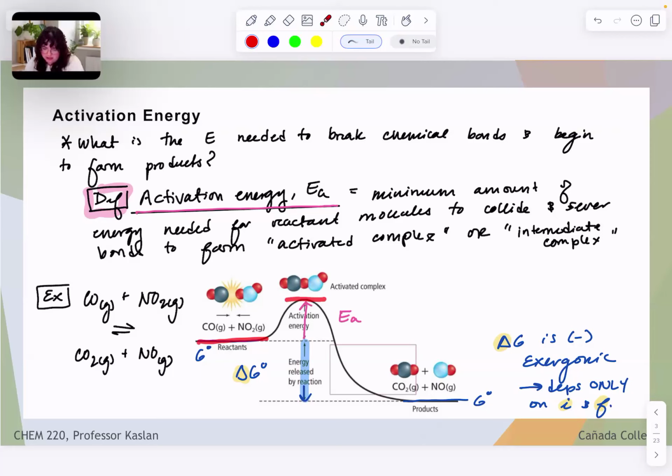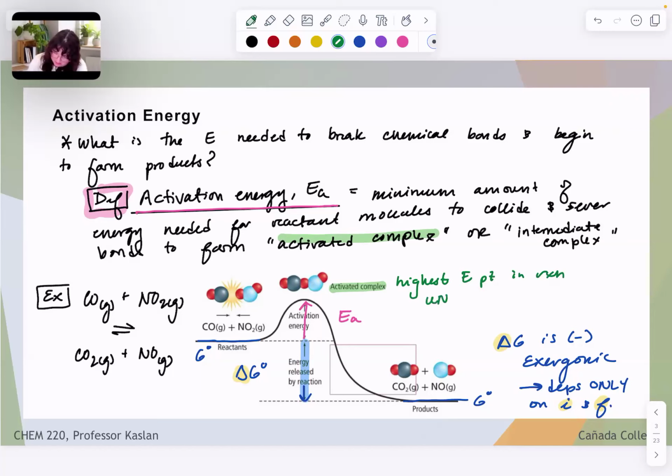How is it that we can go from having carbon monoxide separate from NO2 to now having this real close association just before the bonds are broken, reformed, etc.? And that point in the reaction at which we have formed this activated complex, this is the highest energy point in the reaction because this is unstable. And we would hope it's unstable because we would want the transfer of oxygen to actually happen so that we wind up with the products.